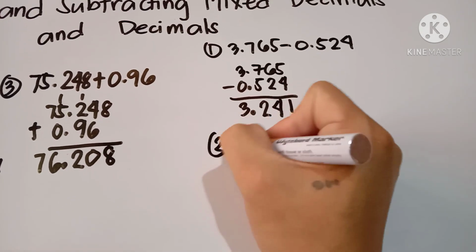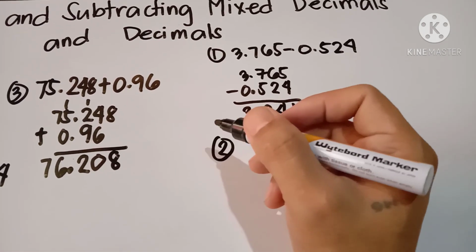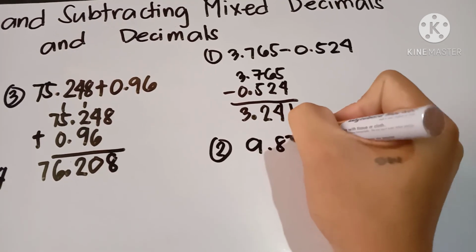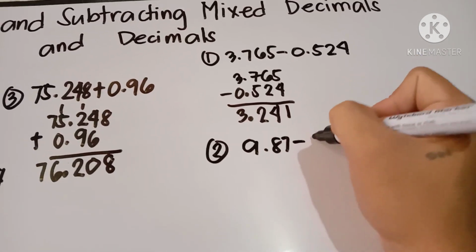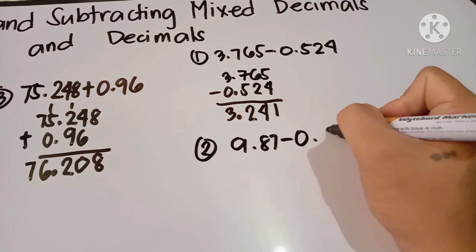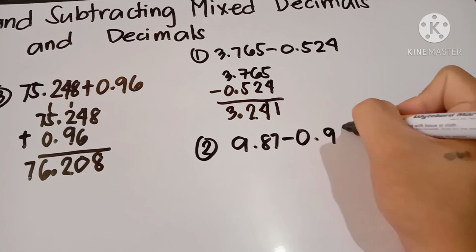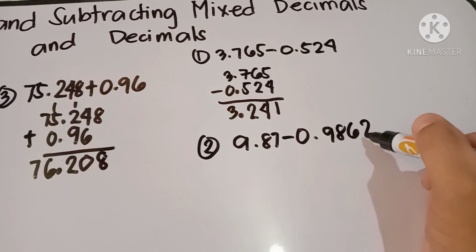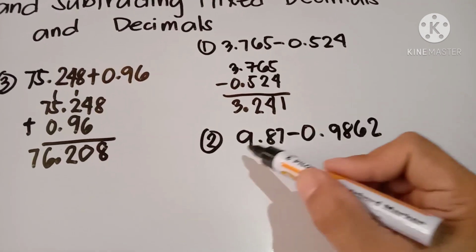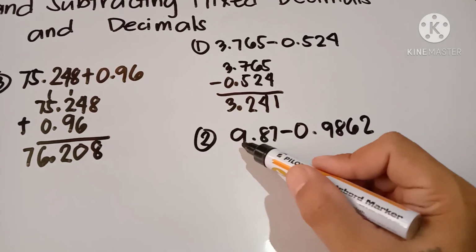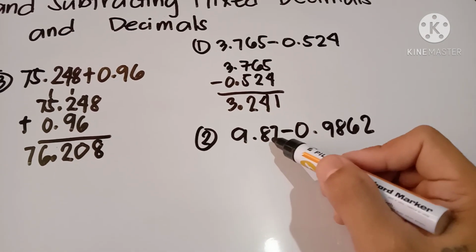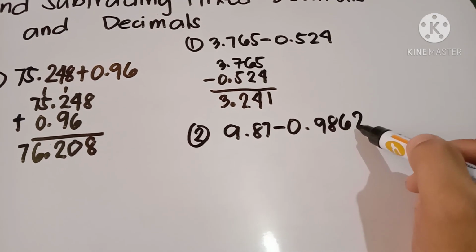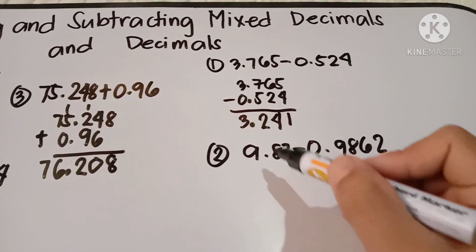Alright, number 2, let us proceed with the second example. Let's try this one: 9 and 87 hundredths minus 9,862 ten thousandths. Again, 9 and 87 hundredths minus 9,862 ten thousandths. So, ganun pa rin yung gagawin natin.